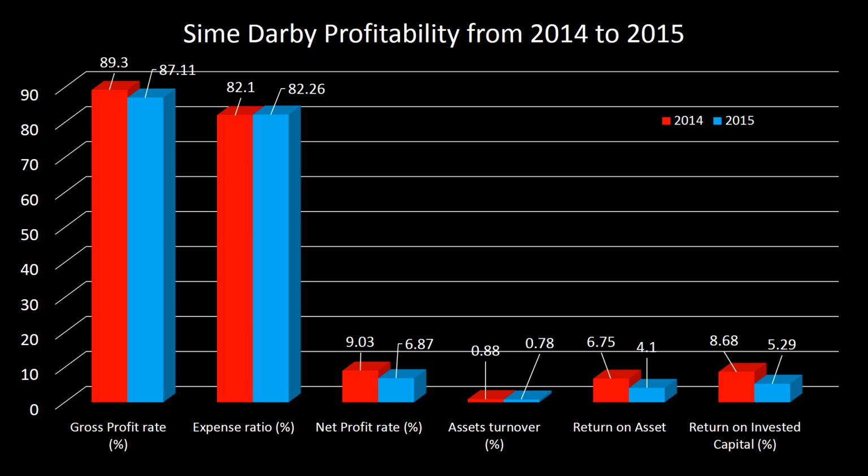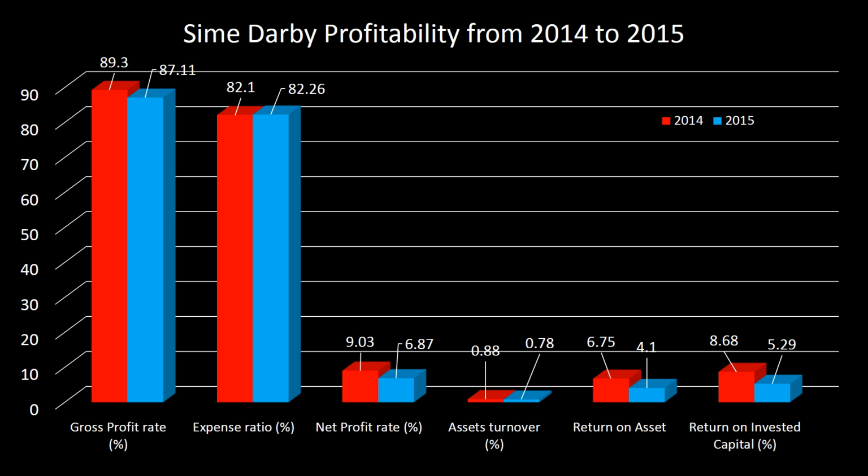As a result, the net profit rate has decreased by 2.16%, which is lower than the decrease rate of gross profit rate. This is because there is a slight decrease of total operating expenses from 2014 to 2015. Moreover, the decrease of 0.1% of the asset turnover might be caused by the company having bought a new asset but not having started to use the asset to generate revenue.